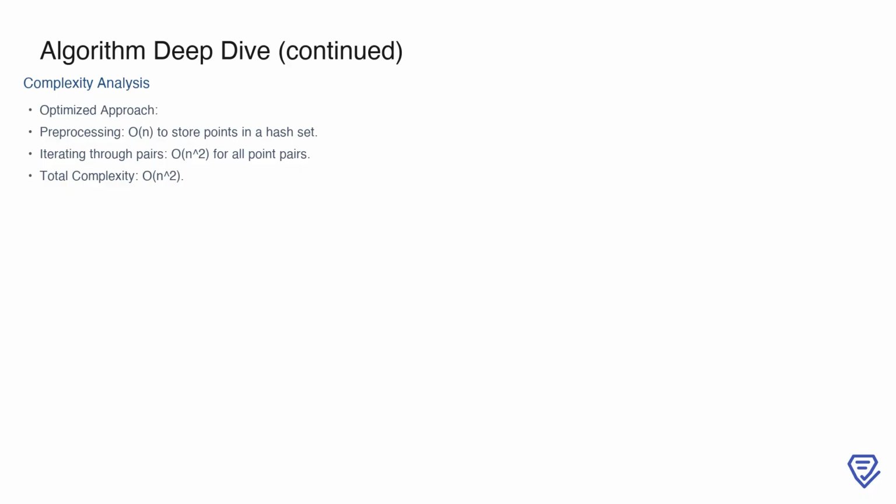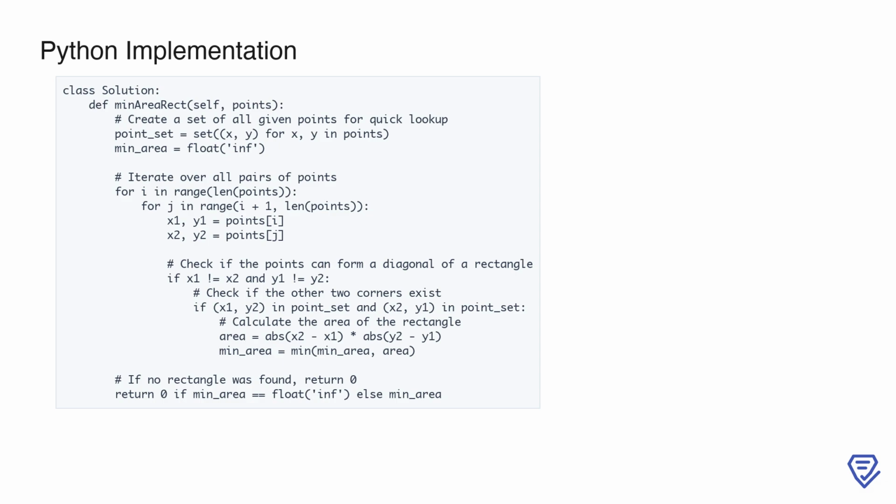This solution begins by creating a set of the input points for efficient lookup operations. The algorithm then iterates over all possible pairs of points, x1, y1, and x2, y2. If the 2 points are neither on the same x-axis nor the same y-axis, they could potentially form the diagonal of a rectangle. To confirm this, we check if the other 2 corners of the rectangle, x1, y2, and x2, y1, are also present in the set.